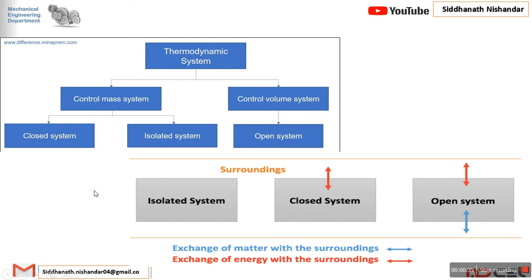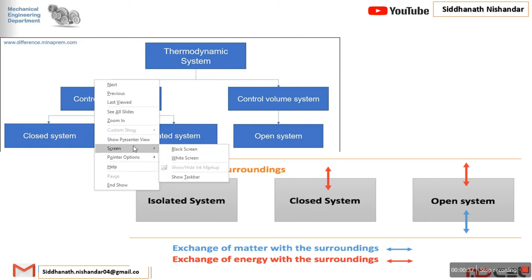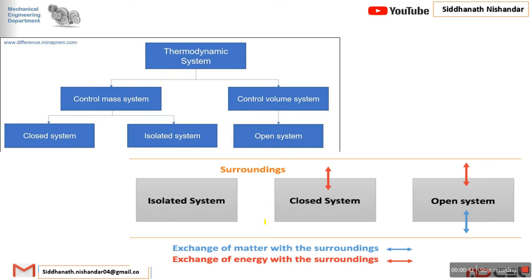In the case of an isolated system, you see there is no arrow. In the previous video I discussed that the blue arrow indicates the exchange of mass, and the red arrow indicates the exchange of energy. In an isolated system, there is no exchange of energy and mass. In a closed system, there is only exchange of energy. In an open system, there is exchange of energy and also exchange of mass across the boundary of the system.